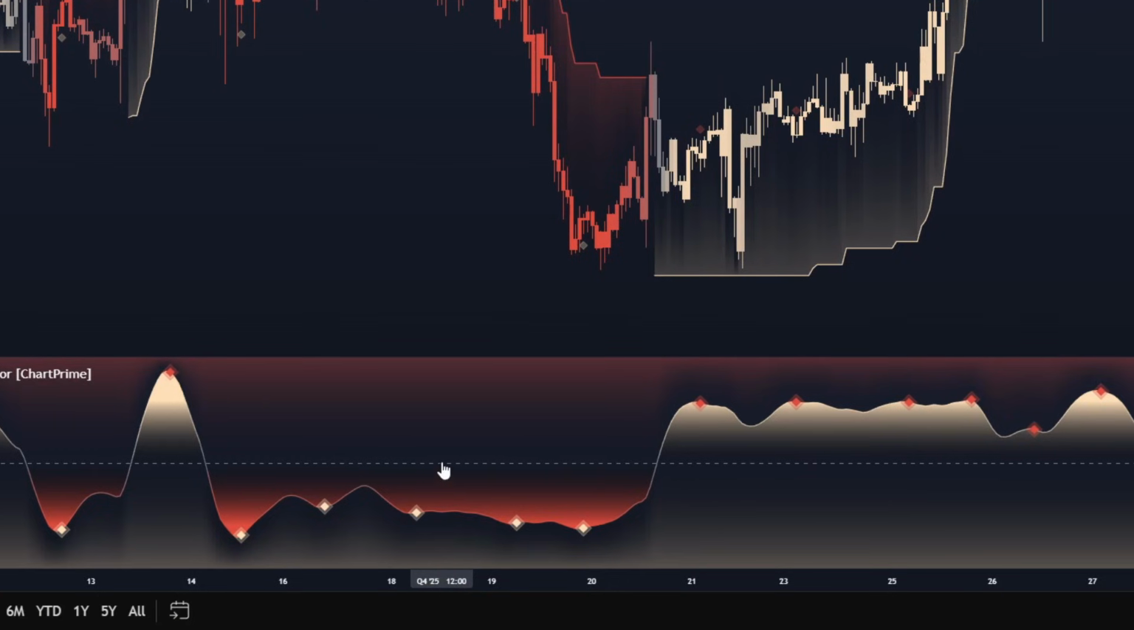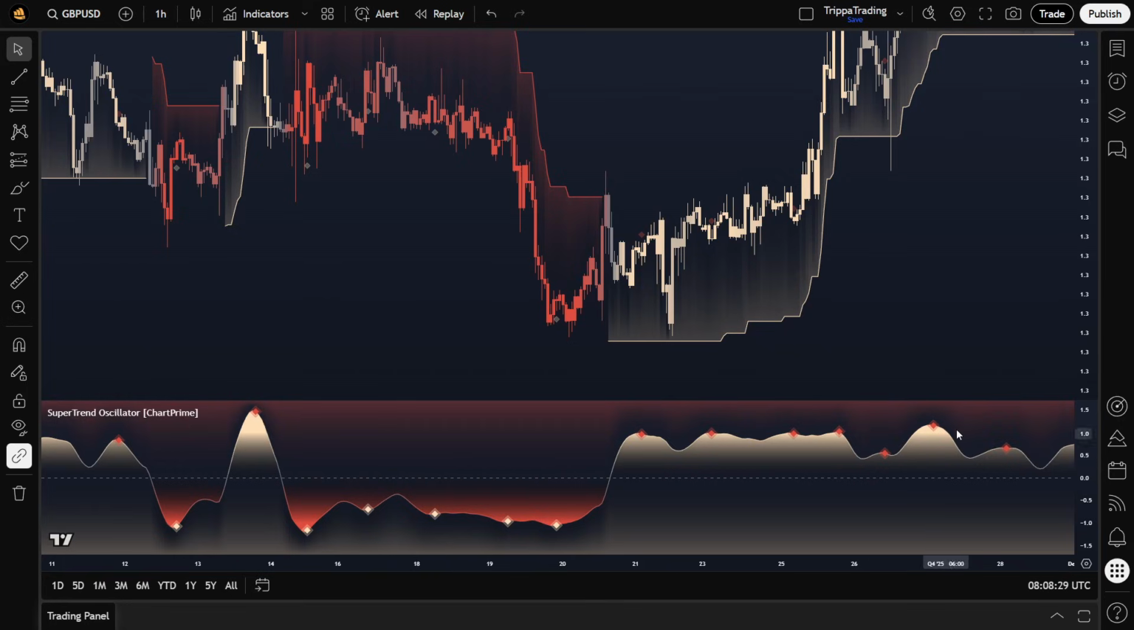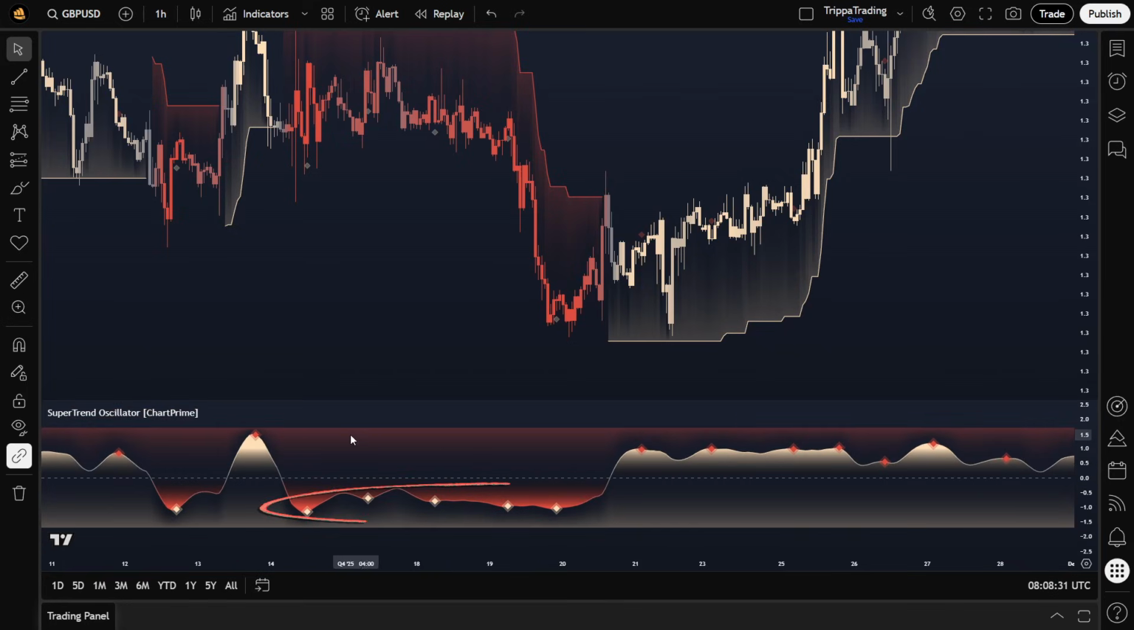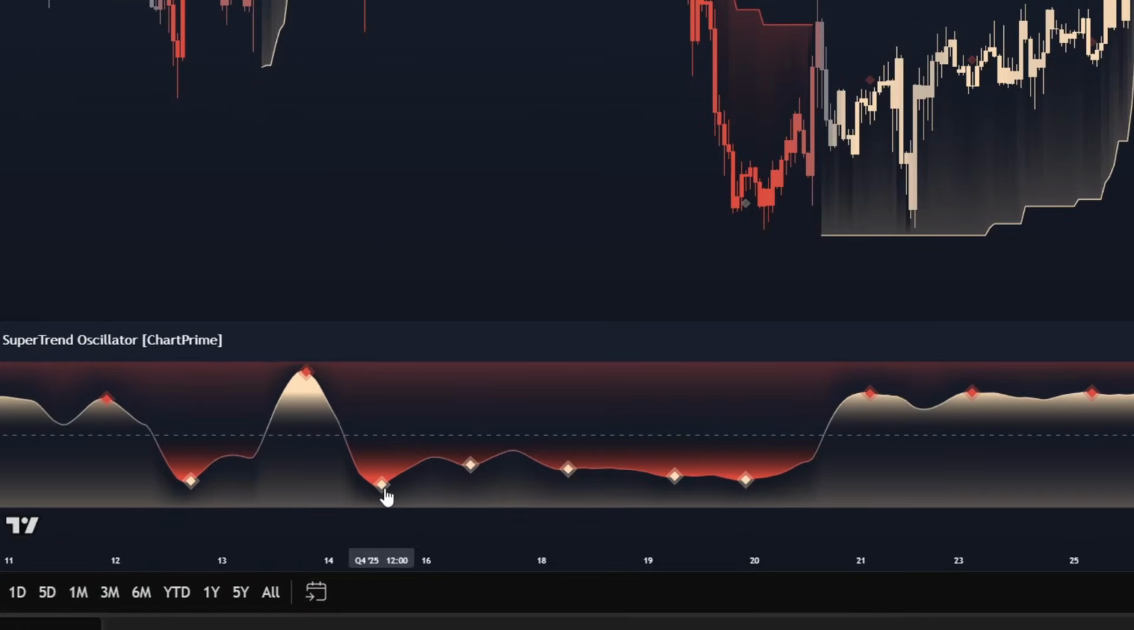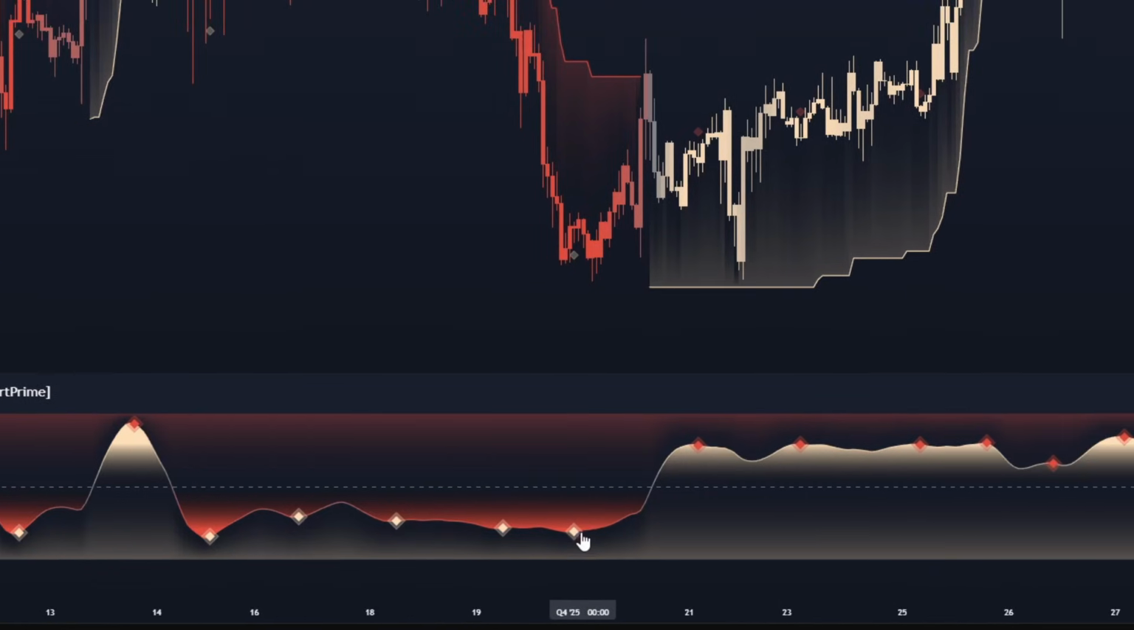Near the top and bottom, you'll notice extreme zones. When the oscillator pushes into those areas, the move is considered stretched relative to the supertrend baseline. You'll also see diamonds appear. A diamond after a push into the upper zone followed by a turn down signals bearish exhaustion. A diamond after a deep dip and turn up signals bullish exhaustion.